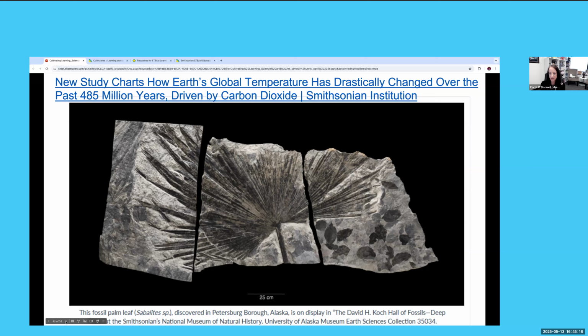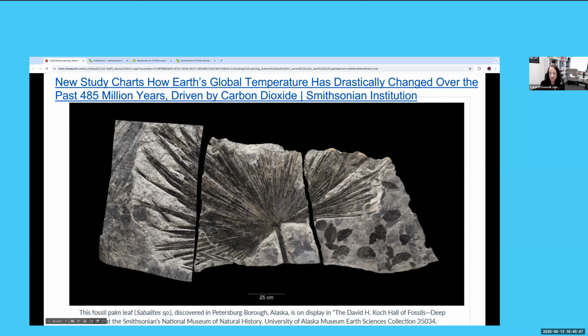It's part of an ongoing research effort that began in 2018 when several scientists from the Smithsonian were helping to develop the museum's fossil hall, or Deep Time exhibit, the David H. Koch Hall of Fossils, called Deep Time. And that hall aimed to put the museum's fossils in context by highlighting how Earth's climate has changed over the past 500 million years.